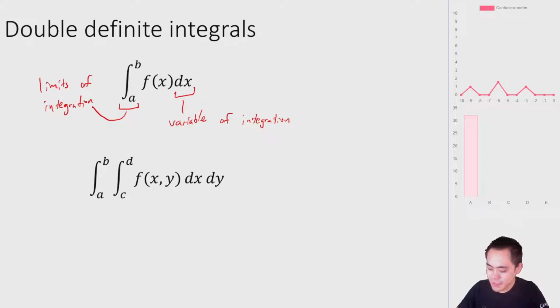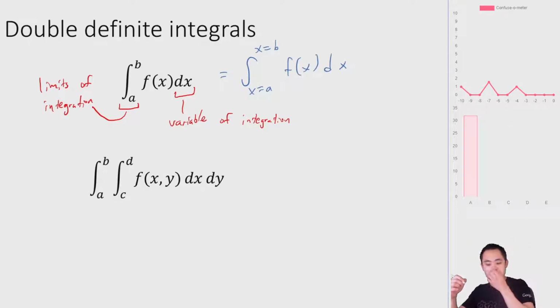Sometimes it's useful to write this out explicitly, saying what the limits are. So this is x equal a, x equal b, f of x dx. Okay? Now, what happens if we do this twice? If you have a multivariable function, you can do it with respect to either x or y, or with respect to both x and y.